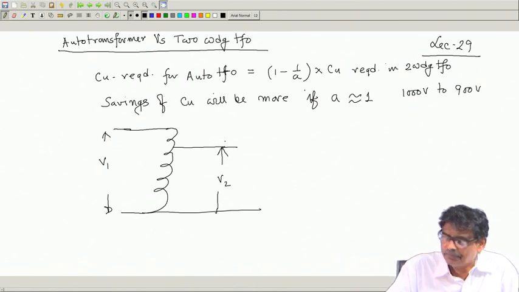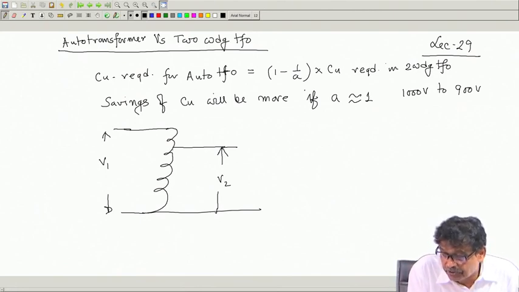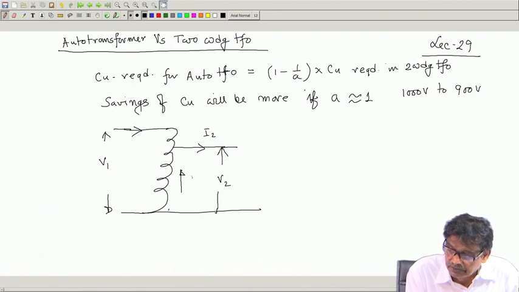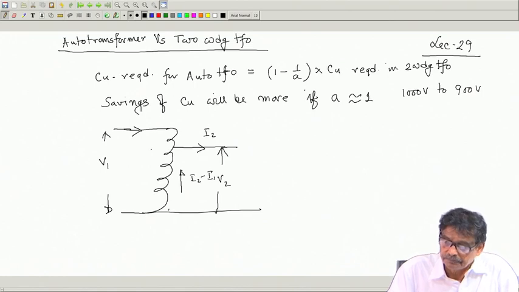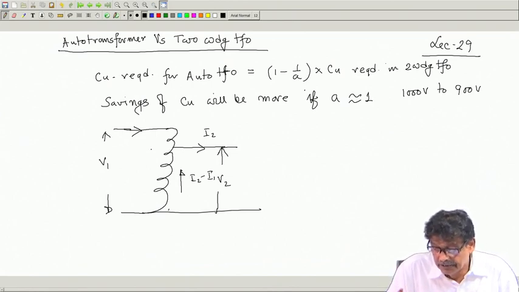Transformation ratio, for example, 1000 volt to 900 volt, then savings of copper will be quite large, because for this portion you require thinner wire, I 2 minus I 1. Recall this is I 1, this is I 2 and this is I 2 minus I 1. Savings of copper will be much more. But then the problem of isolation still remains.